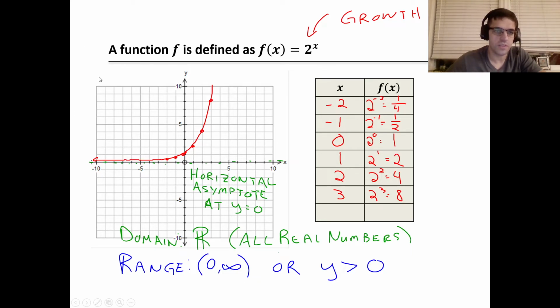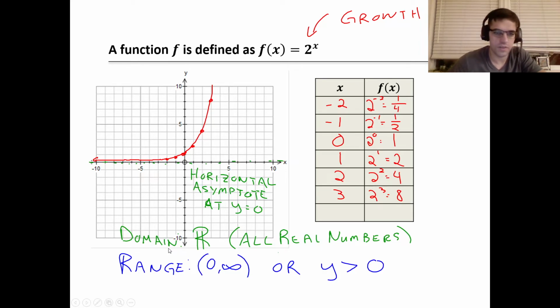So what we find is we have a graph that goes to the left that approaches 0 but never actually reaches 0. And what we call this is a horizontal asymptote. A horizontal asymptote at the line y equals 0. An asymptote is a line that our curve approaches but never touches.